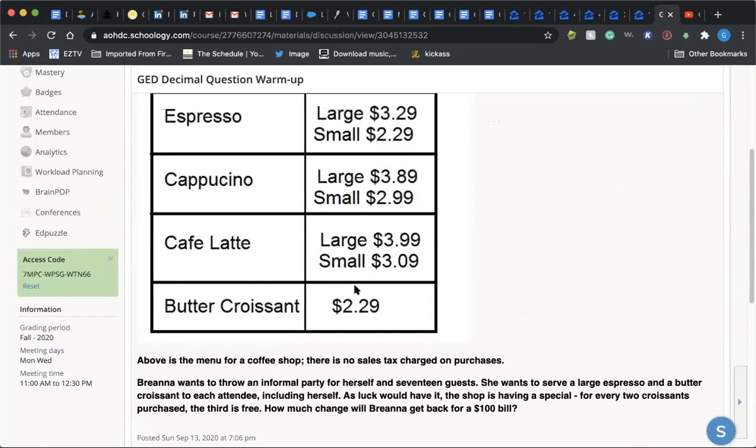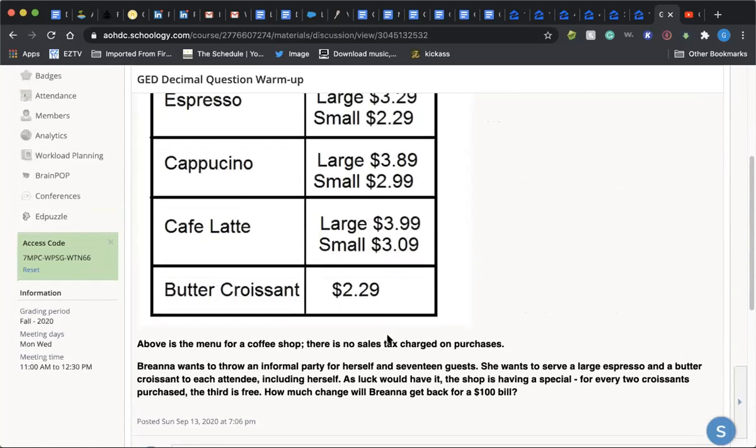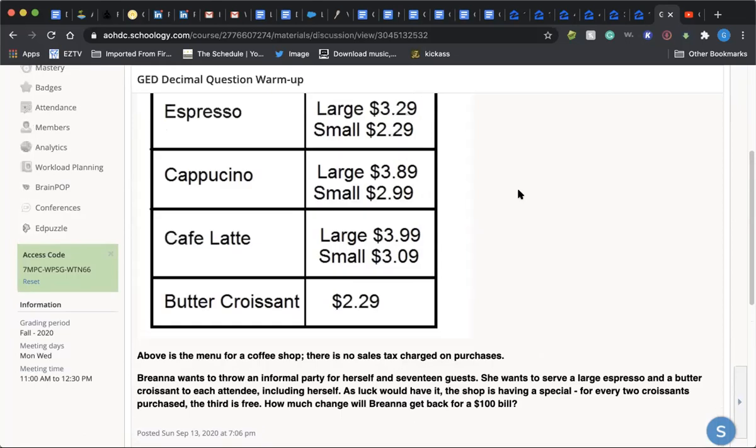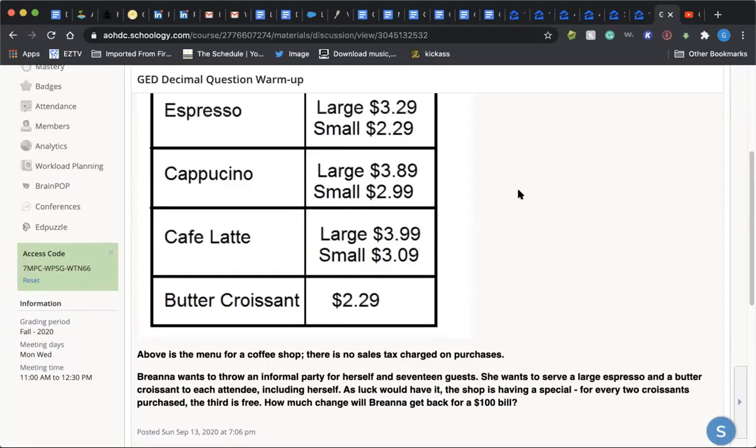All right, so I'm going to read it again. Brianna wants to throw an informal party for herself and 17 guests. She wants to serve a large espresso and a butter croissant to each attendee, including herself.